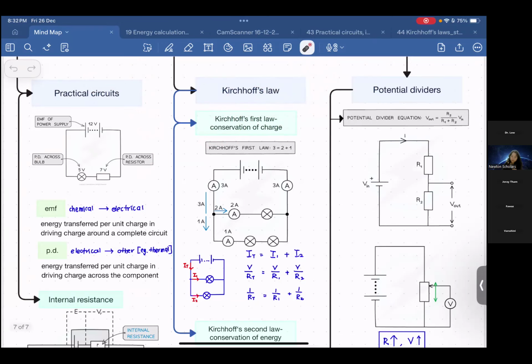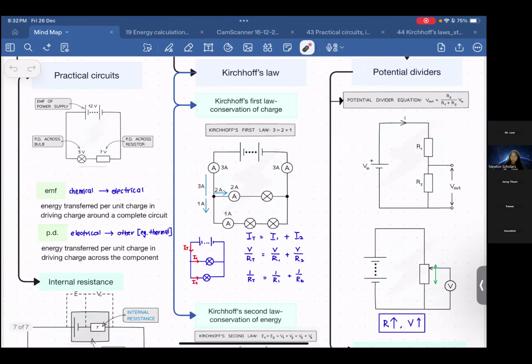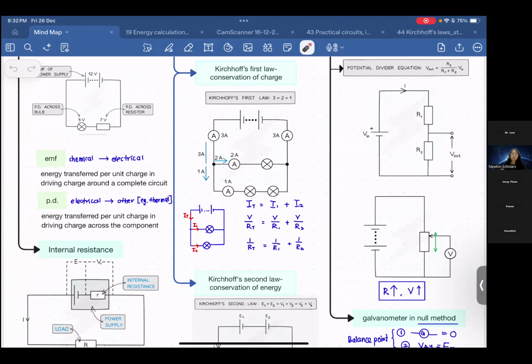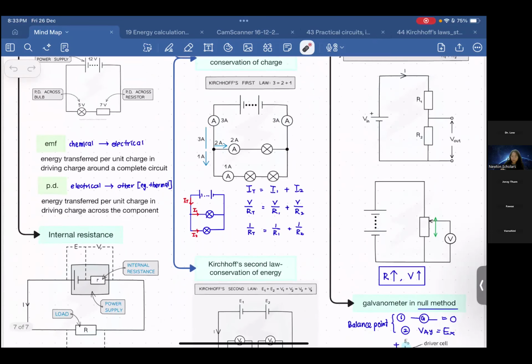Then EMF and potential difference. You need to know in terms of energy how it transfers. For EMF, it is from chemical to electrical. For potential difference, it is from electrical to other forms. If it is a resistor, then it will have thermal energy. It will become hot when current keeps flowing. That's why when you do practical, when you are not taking any reading, maybe you are plotting the graph, please open the circuit. Do not keep letting the current flow through the circuit, because at the end you will slightly change the resistance. Although when we touch it we cannot feel the temperature difference, actually there is some thermal energy inside.